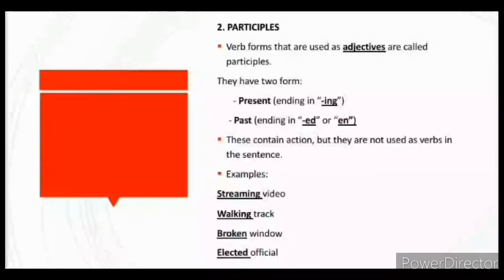Example: streaming videos. The word streaming is an example of participle. Walking track. The word walking is an example of participle. Broken window. Broken is an example of participle. Elected official. Elected is a form of participle.